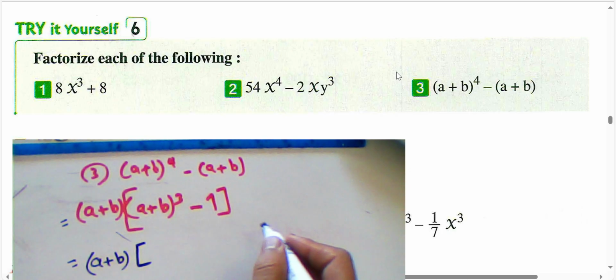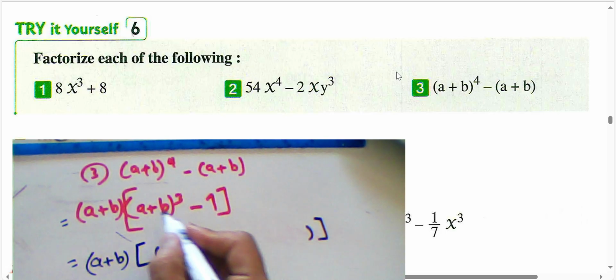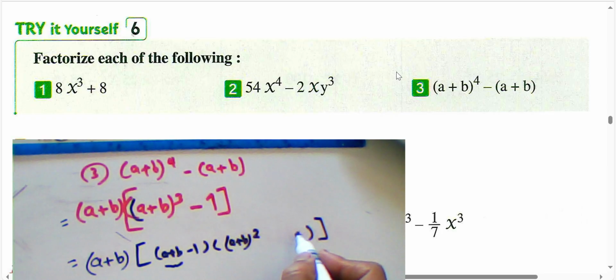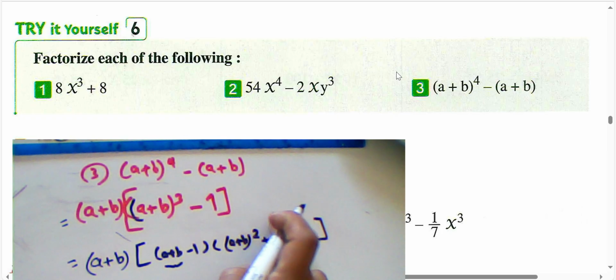and then we can factorize this: write small brackets, product by greater brackets. The cubic root of this bracket will be a plus b. The cubic root of negative 1 will be negative 1, and then a plus b power 2 and negative 1 power 2 is 1, and the middle first times second, and change the sign, will be positive here a plus b.